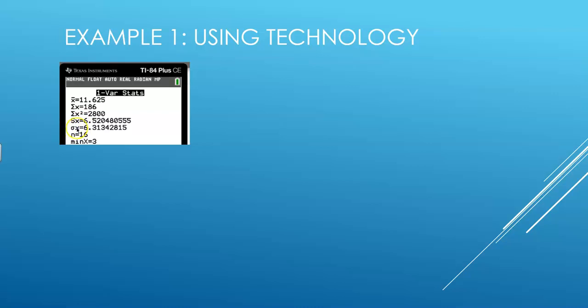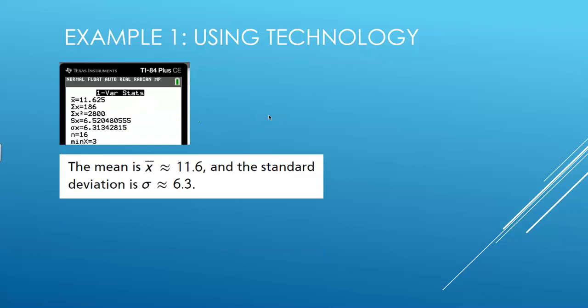And we're going to use the standard deviation that has this little, I'm going to double check. I think it's a small sigma. It is a small sigma. So that's the standard deviation number that we will be using when we analyze our data. So the mean is about 11.6, and the standard deviation is about 6.3.